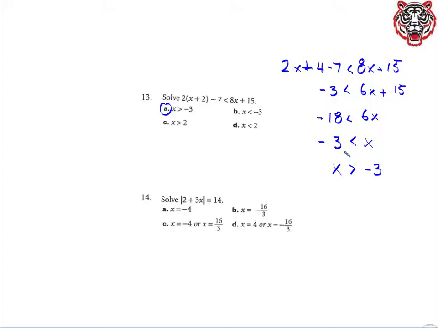All right, number 14. Isolate the bars. And we isolate the bars, that's done. What's the next step? Bend the bars. Bend them. 2 plus 3x. And then Johnny has the next step for us. Negative and positive. So here's our positive path. I'm going to do the negative path over here. 2 plus 3x is equal to negative 14.